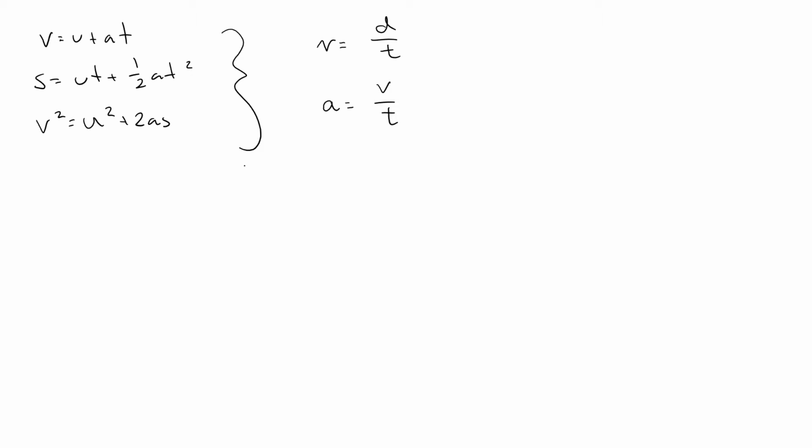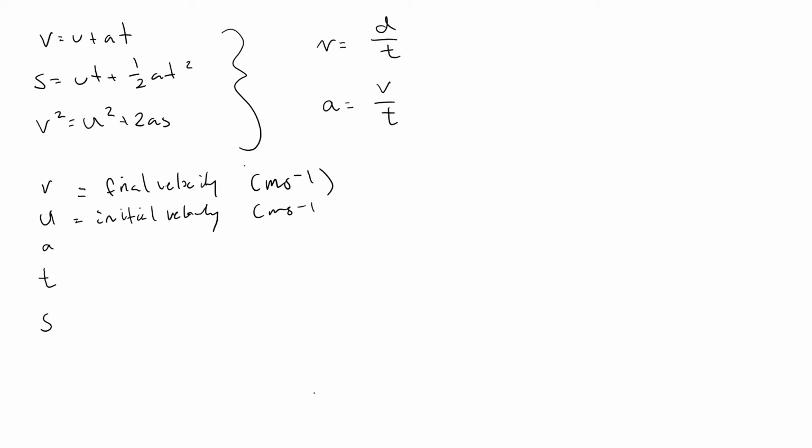Okay, so let's get into the variables. We've got 5 variables here: v, u, a, t, and s. v is the final velocity, and it is measured in meters per second. These are all in SI units. u is the initial velocity, again meters per second. Acceleration is in meters per second to the -2. This is time in seconds, and this is displacement in meters.